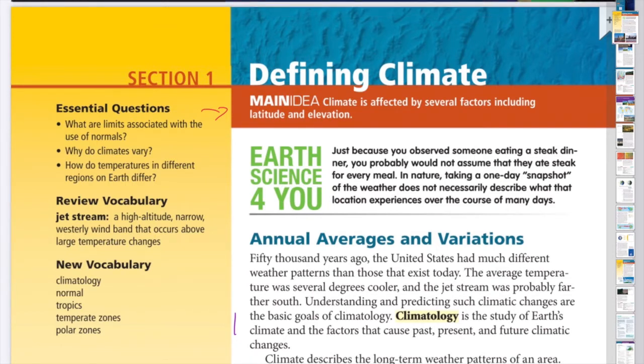So earth science for you. Just because you observe someone eating a steak dinner, you probably would not assume that they ate steak for every meal. In nature, taking a one-day snapshot of the weather does not necessarily describe what that location experiences over the course of many days.